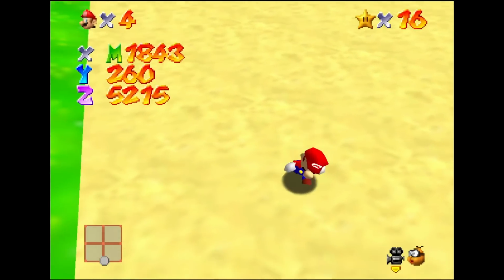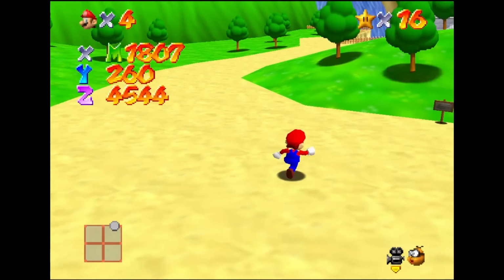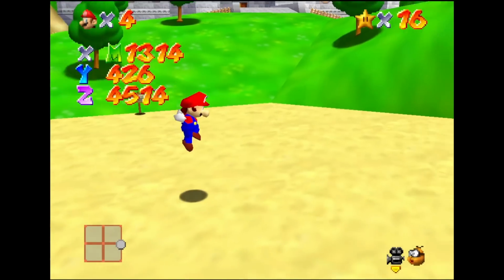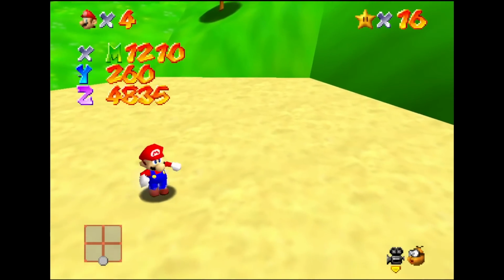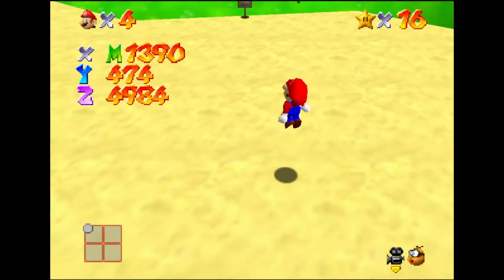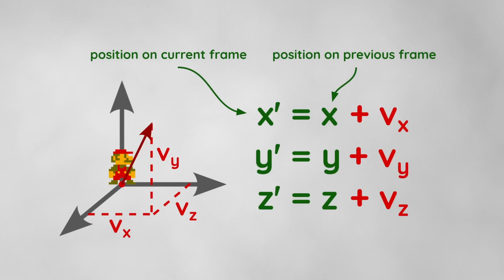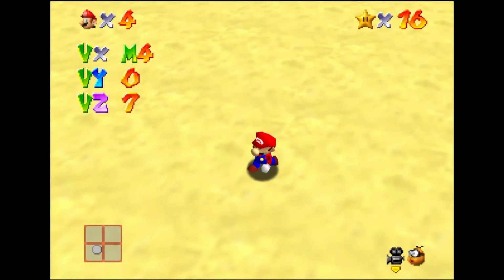Here I'm running around in the game with the X, Y and Z variables visible. These variables are actually floats with a decimal component, but only the integer part is displayed in game. The same applies for pretty much all the variables I'll be using throughout the video. Mario's velocity is also a vector which has 3 components along each axis, and these velocity components determine how Mario's position changes every frame. And here are these velocities visible in game.